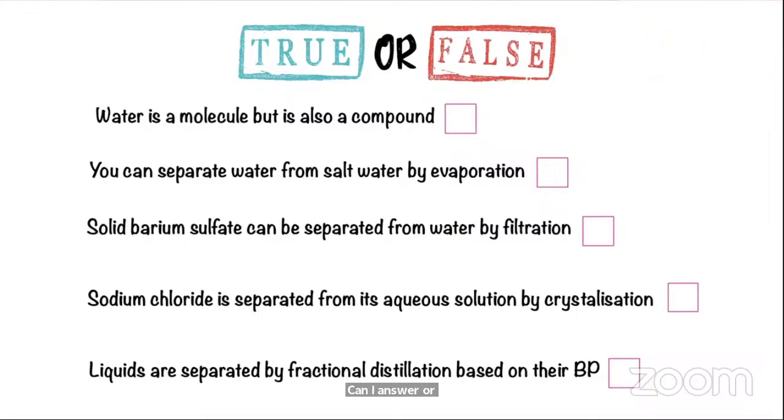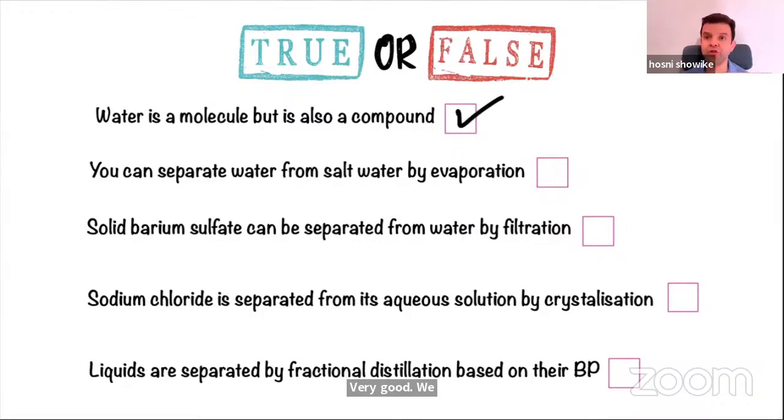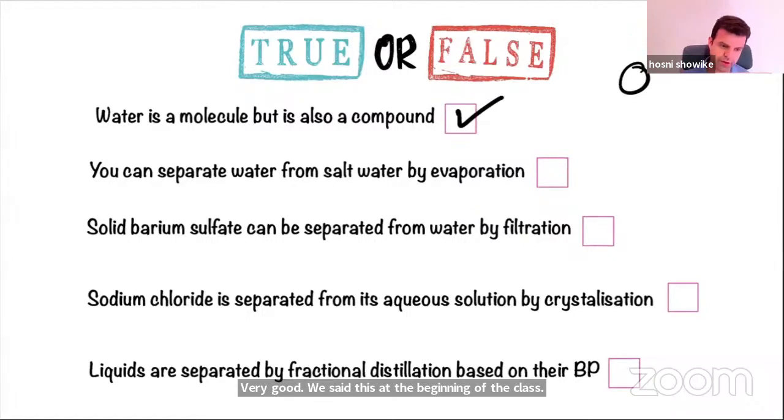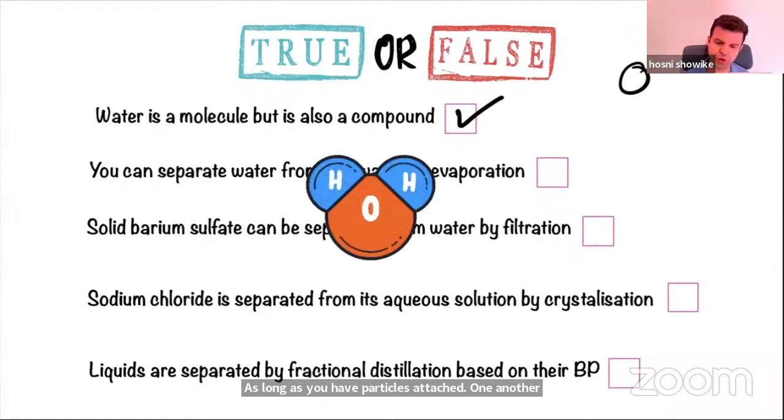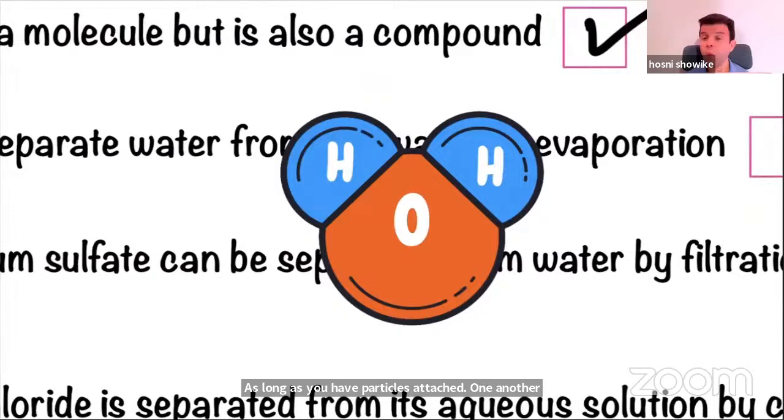Water is a molecule, but it's also a compound, true? Very good. We said this at the beginning of the class. As long as you have particles attached to one another, like water, remember the formula of water, H2O? That's a molecule. Why is it a compound? Because the particles attached here are different. Okay, good.